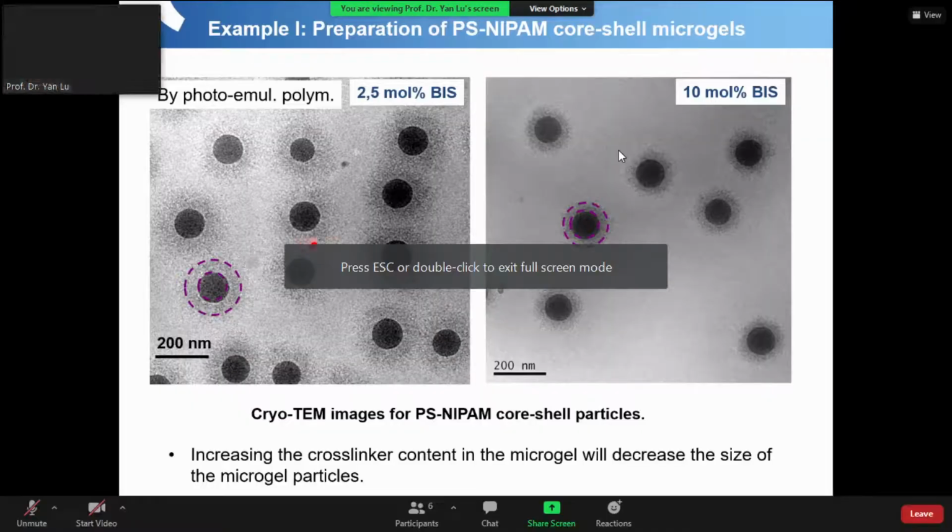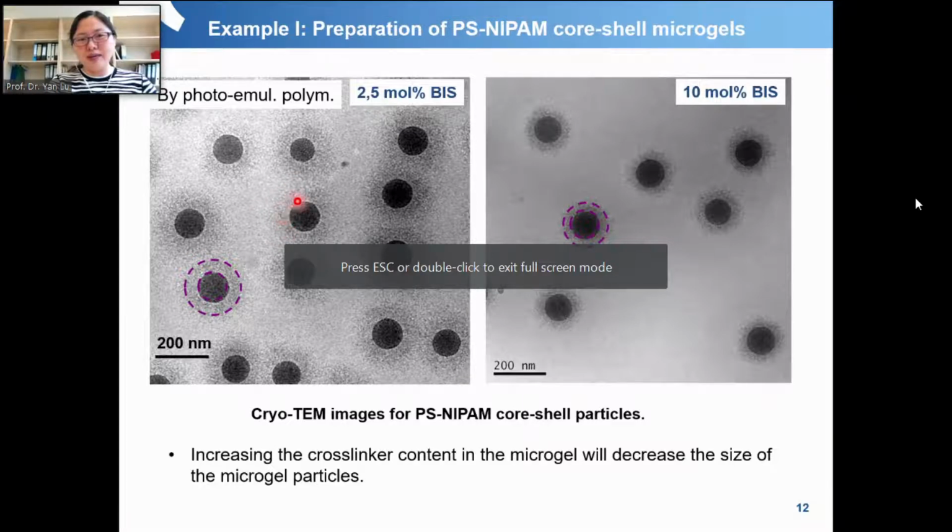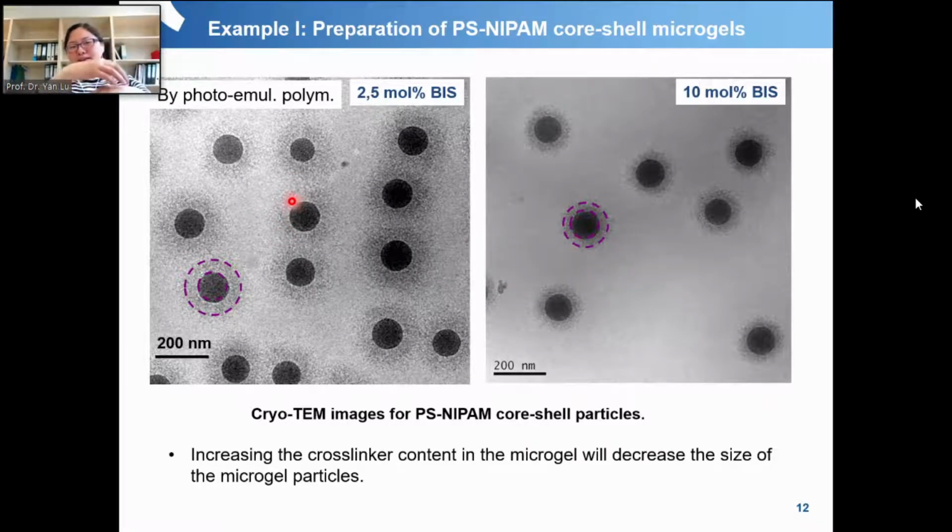And you can see clearly, in this case, the polyNIPAM network is homogeneously grafted onto the polystyrene core surfaces. And you do not see such kind of loops on the surface. So it means that by photoemulsion polymerization, you can well control the deposition of the polyNIPAM onto the seed particles.